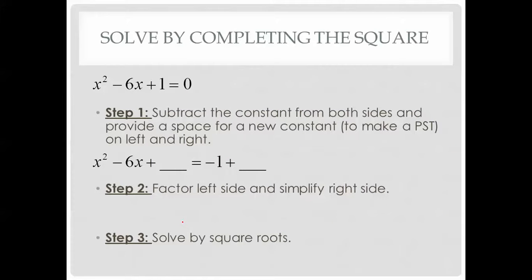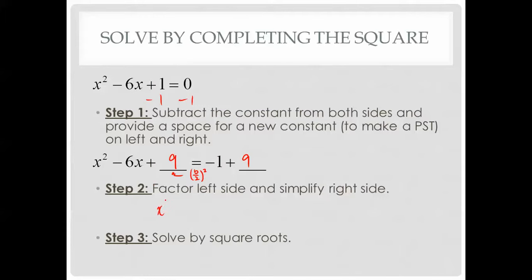Solve by completing the square. All right, so we're back to this example. Step 1, subtract the constant from both sides. So the first thing we did was subtract 1. What this does is create room for this new value, which we said is b over 2 squared. So in this case, negative 6 over 2 is negative 3, square it, which is 9. If we're going to add that to the left side, we also have to add that to the right side.